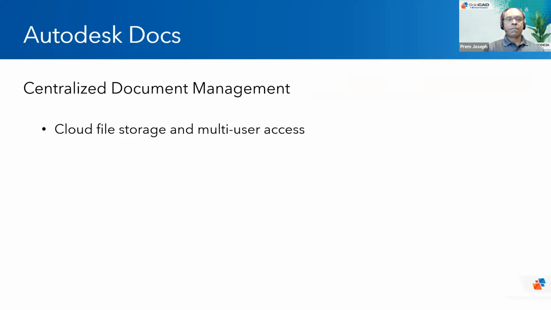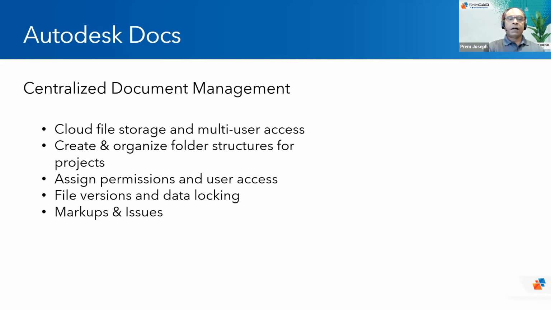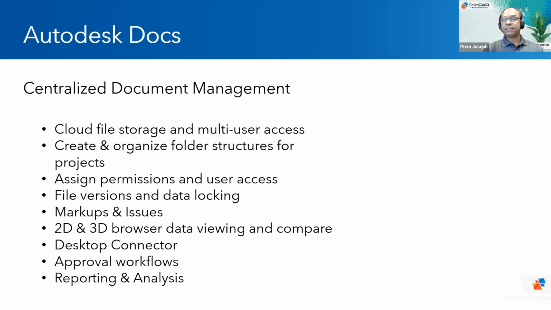Some of the key components: it's a cloud file storage system designed for multiple users. You could create and organize folder structures, assign permissions and user access, file versions, data locking, markups and issues. You have a 2D and 3D browser capable of viewing and comparing the design data or any type of data with versions. And also you will see a desktop connector, which is the vehicle transporting data between the computer and the cloud. You could do approval-based workflows, and a nice reporting and analysis tool.